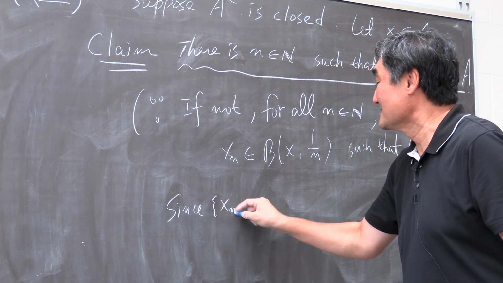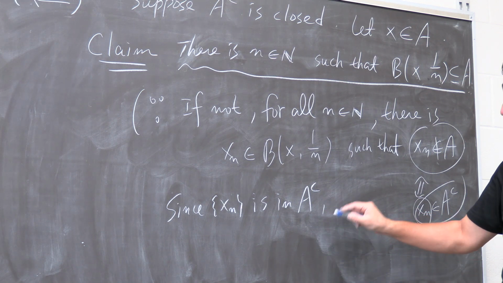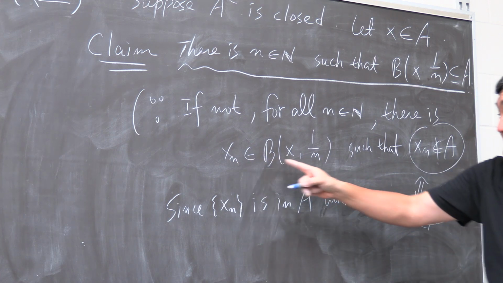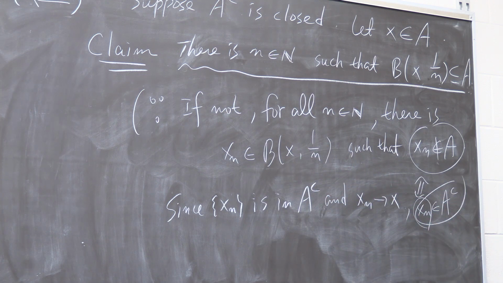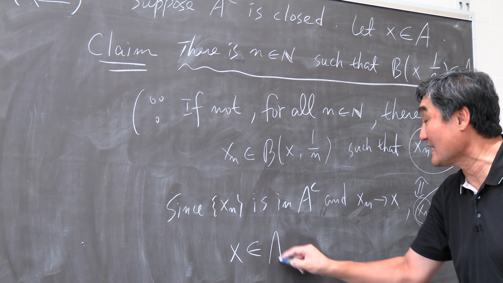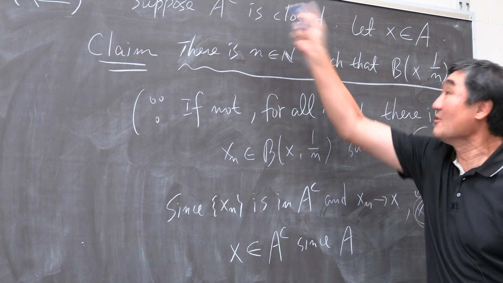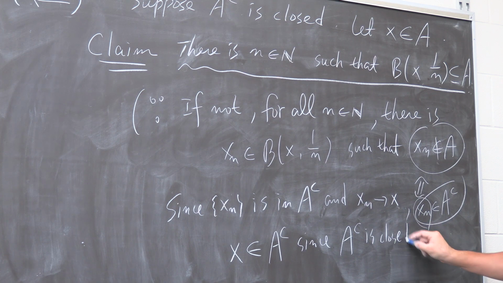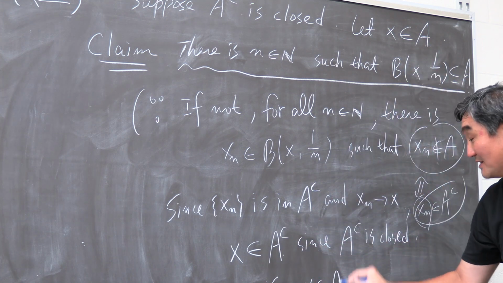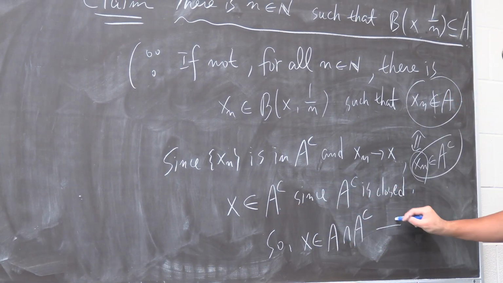Since x of n is in A complement, and the sequence x of n converges to x because each x of n is in the 1 over n neighborhood around x, the point x the sequence converges to must be in A complement, since A complement is closed, as assumed. So the point x is in A and also in A complement. That's a contradiction, which has never happened.